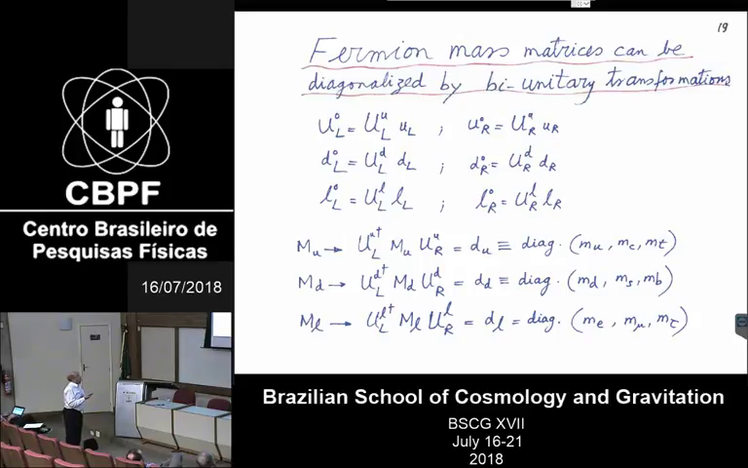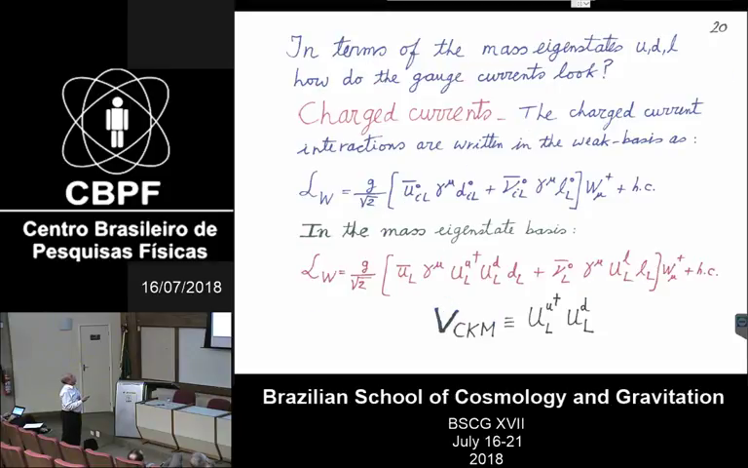So once you have these mass matrices, you want to diagonalize them, and this can be done for an arbitrary complex matrix by biunitary transformations of this type. It's very well known. Once you do that, the initial gauge currents that are written in this way, for example here, will be transformed.